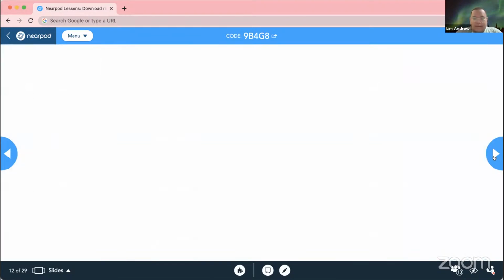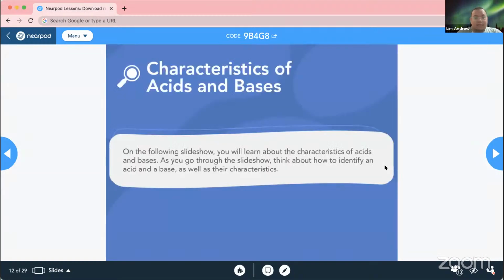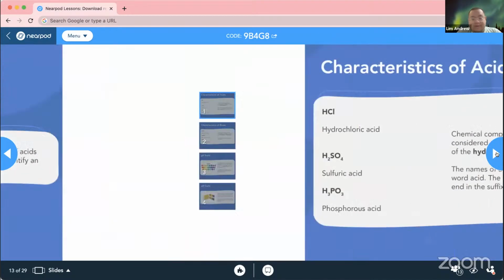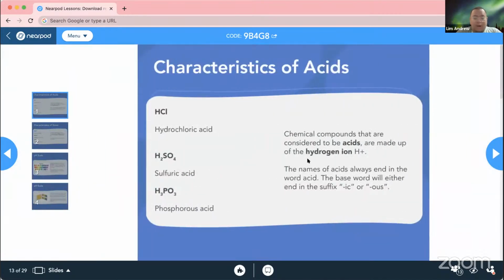So let's look at it in proper detail. Now, on the following slides, we will start to learn about the characteristics of acids and bases. All right, let's carry on. Okay, number one, the characteristics of acids.